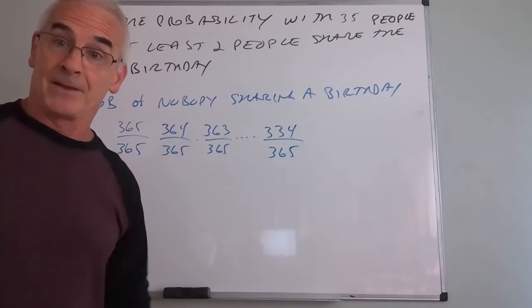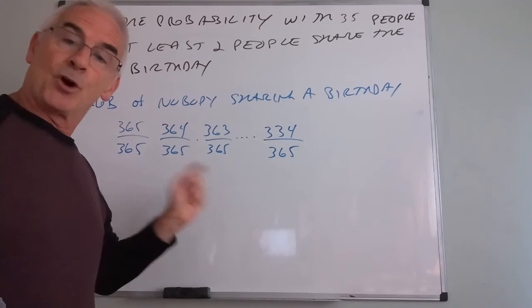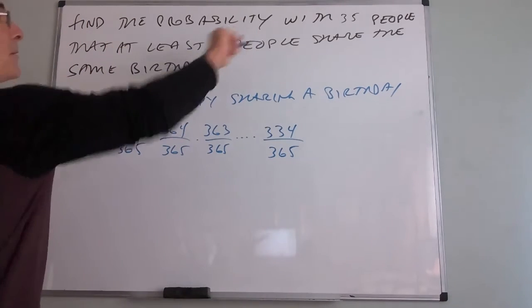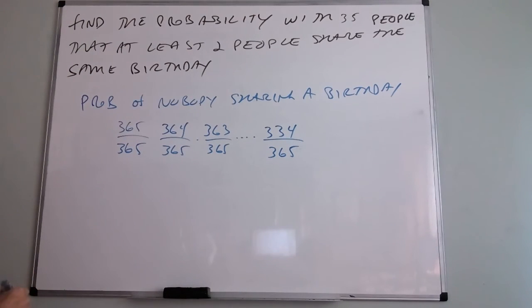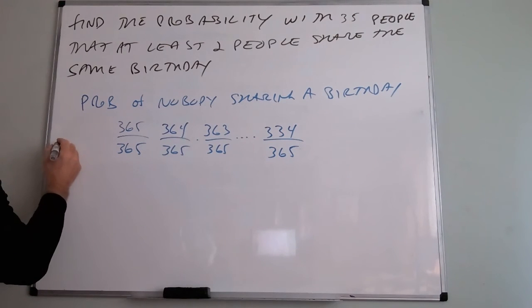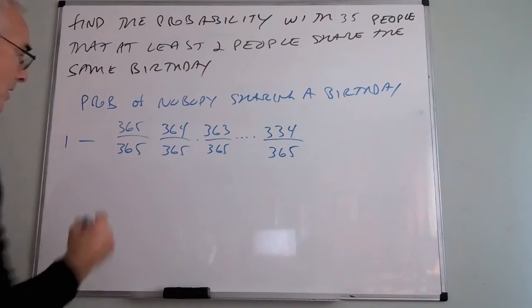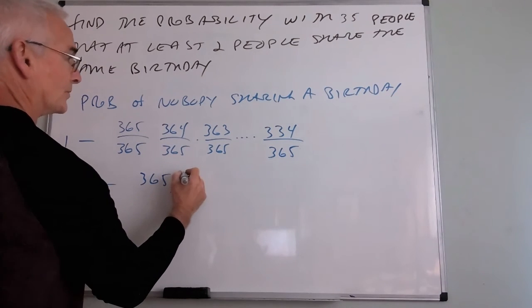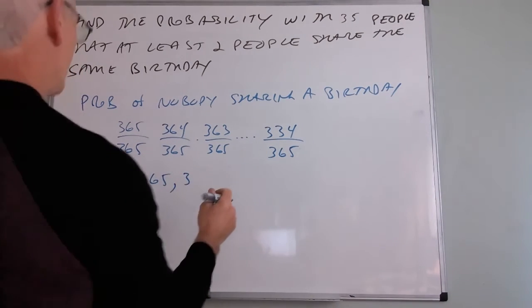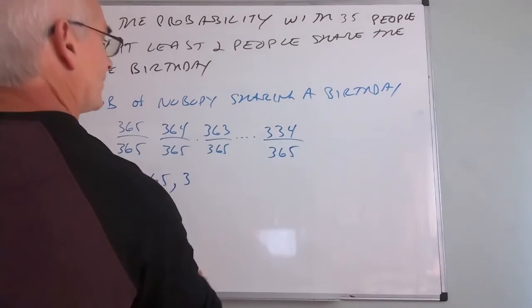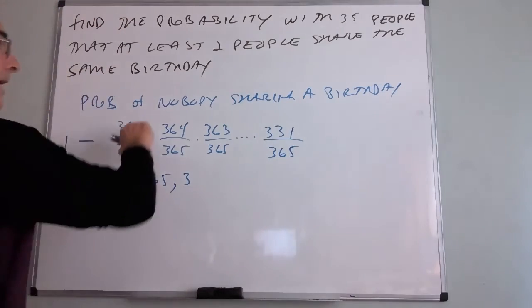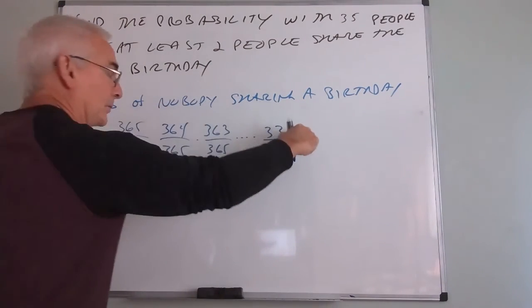Is everybody cool with that? The probability no two people share the same birthday. So the question is, what's the probability that at least two people share the same birthday? I now want to do 1 minus this, which will be 1 minus 365 choose, I meant that should be 331, sorry. I'm selecting 35, so 34 people later.